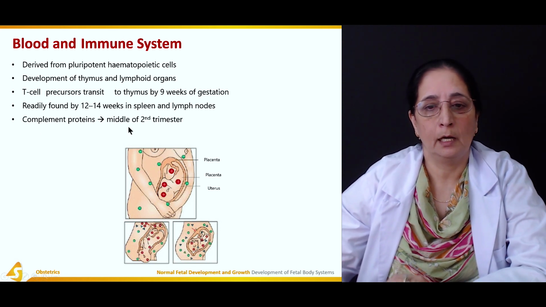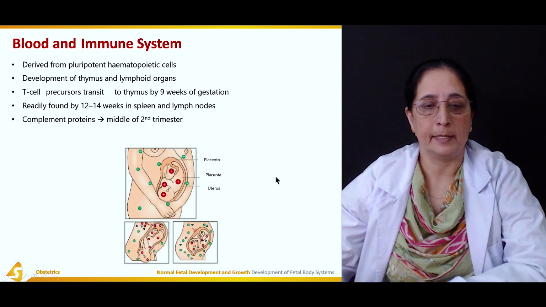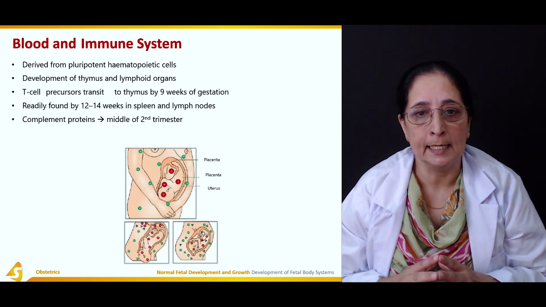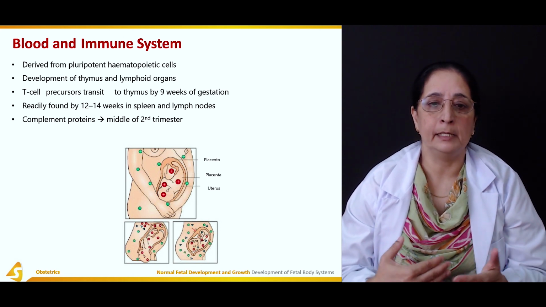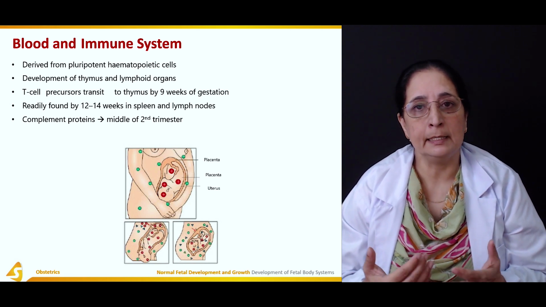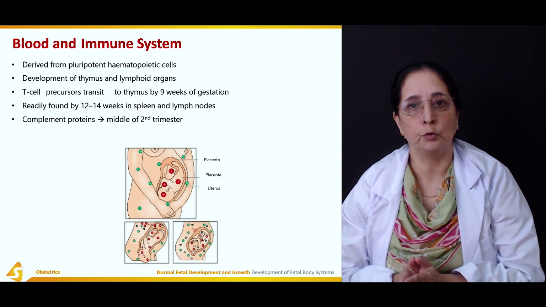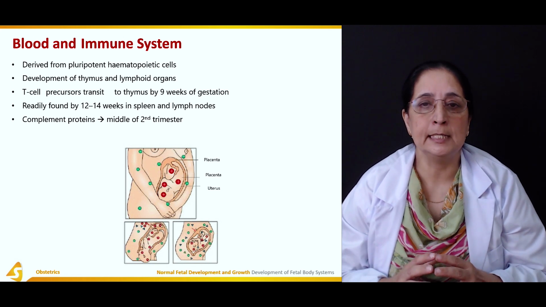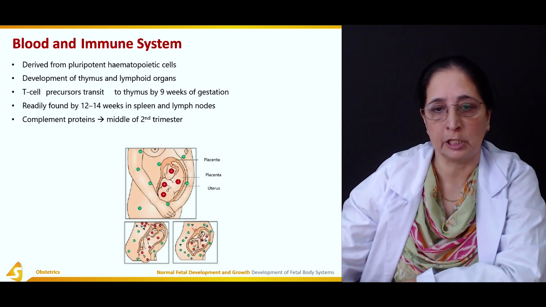Complement proteins are usually present in the middle of the second trimester. Blood is produced from hematopoietic cells, and then the immune system is developed by the formation of thymus, spleen, lymph nodes, and all that occurs by about 12 to 14 weeks gestation, and then the T cell formation takes place at about 9 weeks of gestation.